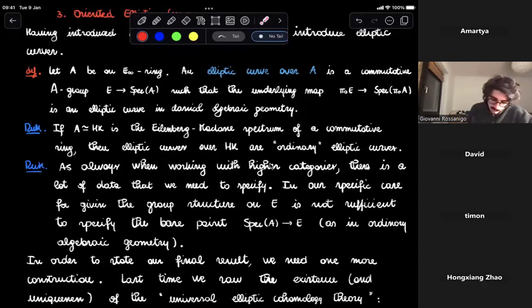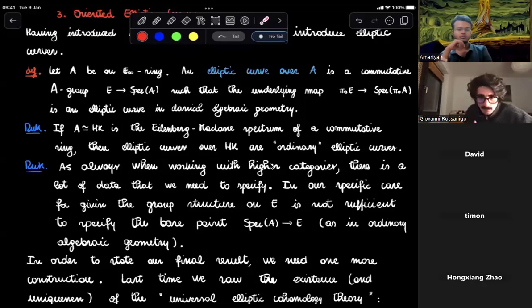So it's different. Think that it's different to give an elliptic curve in the sense of infinity geometry. Let me just stress that if our infinity ring happens to be classical, so it's the Eilenberg-MacLane spectrum of a commutative ring, then the two definitions are actually the same. So elliptic curves over the infinity ring HK in the sense of the definition are exactly ordinary elliptic curves.